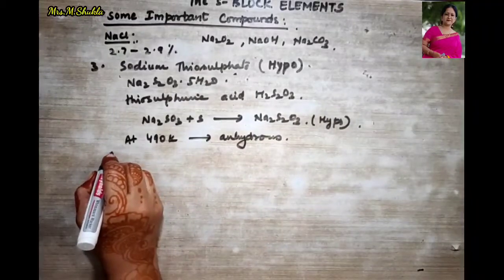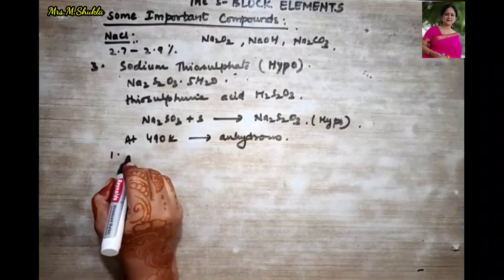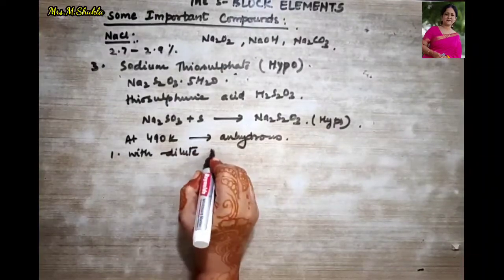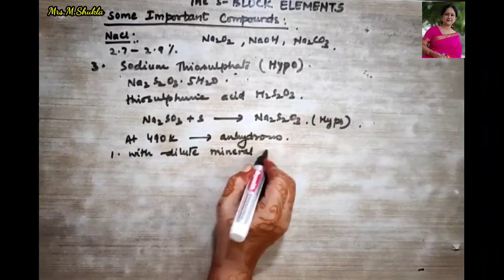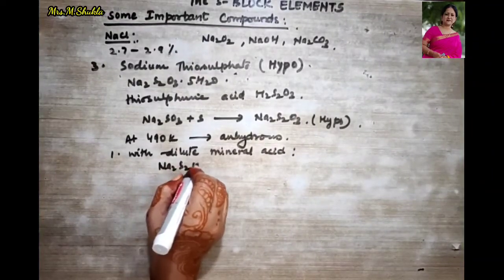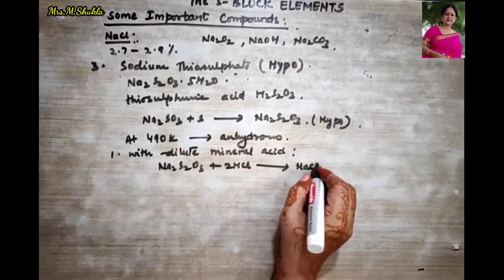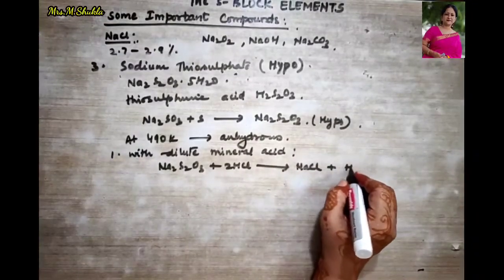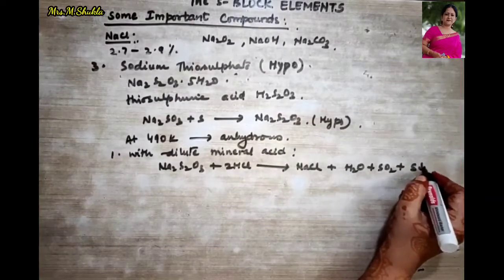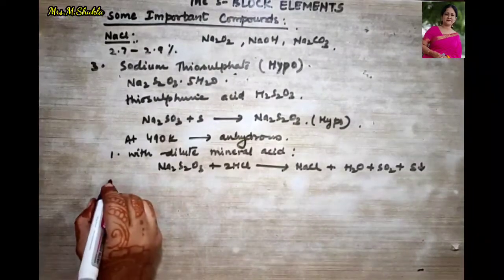Let's look at some of the reactions, for example, how does it react with dilute mineral acid. Let's take Na2S2O3 and treat it with HCl. So what are we going to get? We will get NaCl, you have already studied this reaction before, plus SO2 plus sulfur. The yellow precipitate of sulfur can be obtained over here, okay?